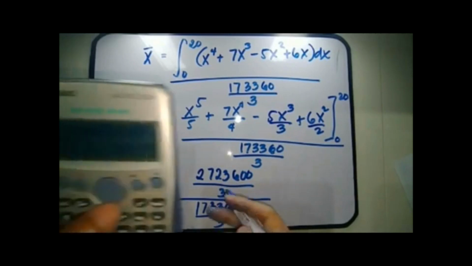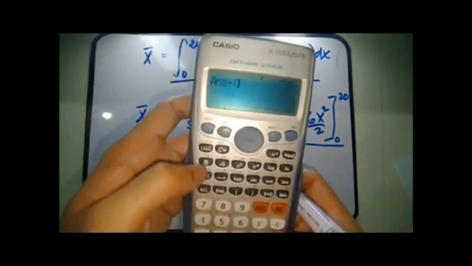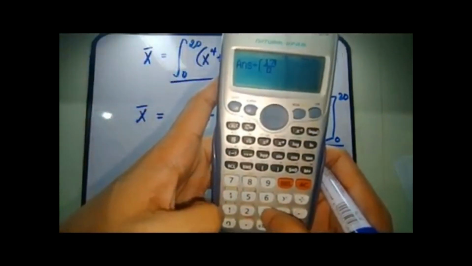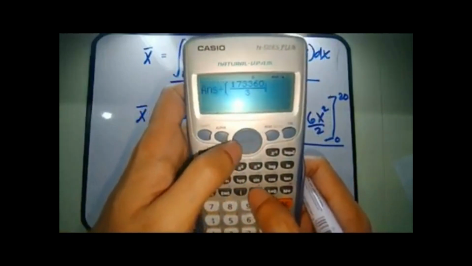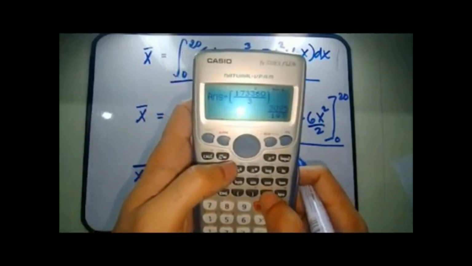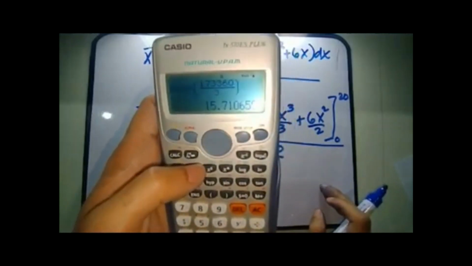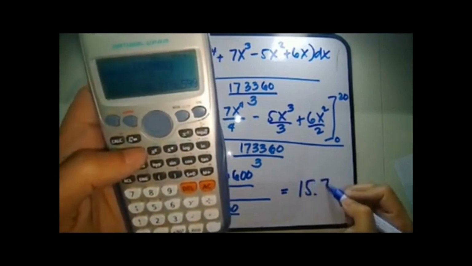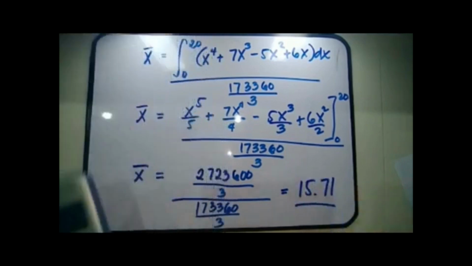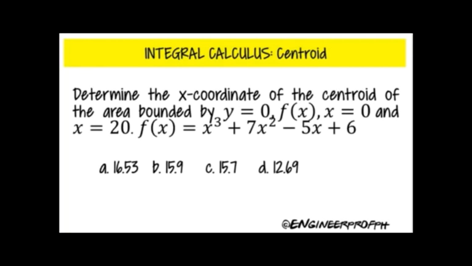So here, our final answer is 15.71 units. So this is approximately 15.7. So that is our final answer. So the centroid, the x-coordinate of the centroid of that area is actually located at x equals 15.71.